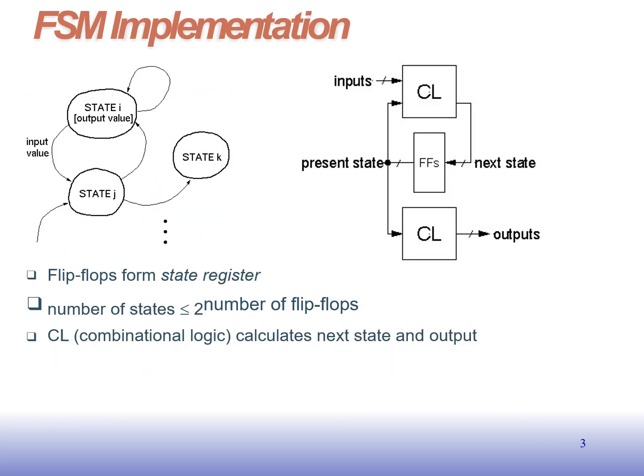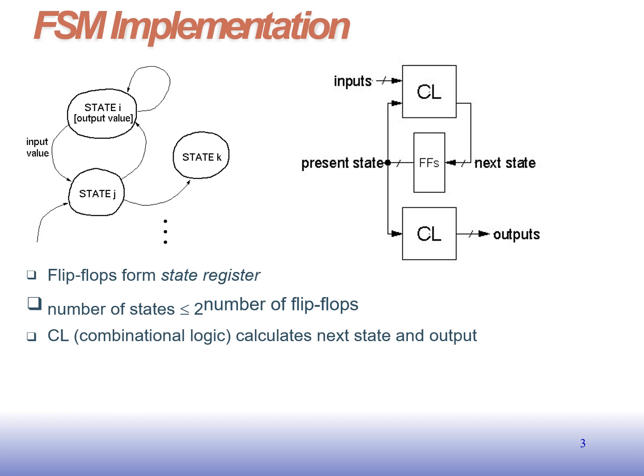FSM implementation: the state diagram is given, so how is it going to be implemented? The present state and the next state can be handled by using flip-flops. The flip-flop input is the next state, and its output is the present state.